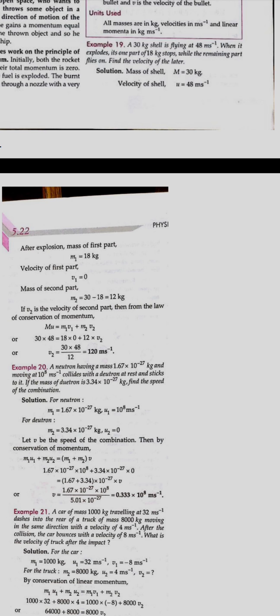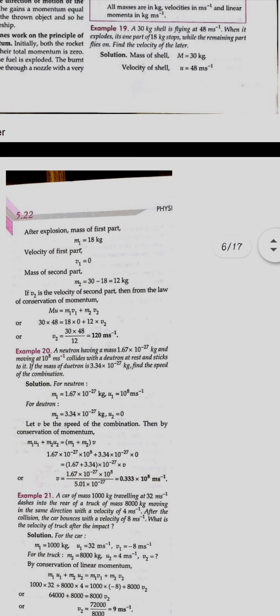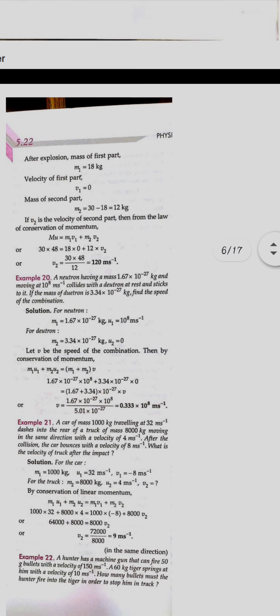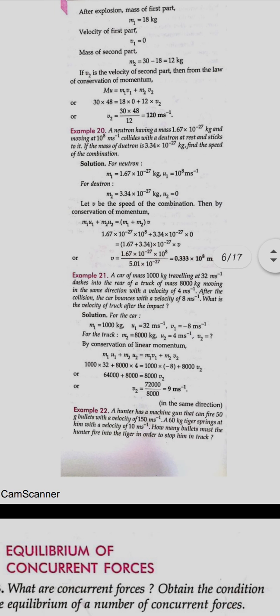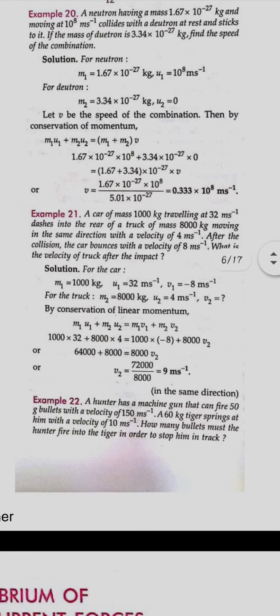Since the shell is 30 kg, the other part will be 12 kg. So one is 18 kg and the other is 12 kg. The momentum of the two parts will be 18 into v and 12 into v. The 18 kg part just stops, so its v is 0, and 18 into 0 is 0, and the other one is 12 into v. From here we can find the velocity of the second part. You have seen many such numericals in the last class also.